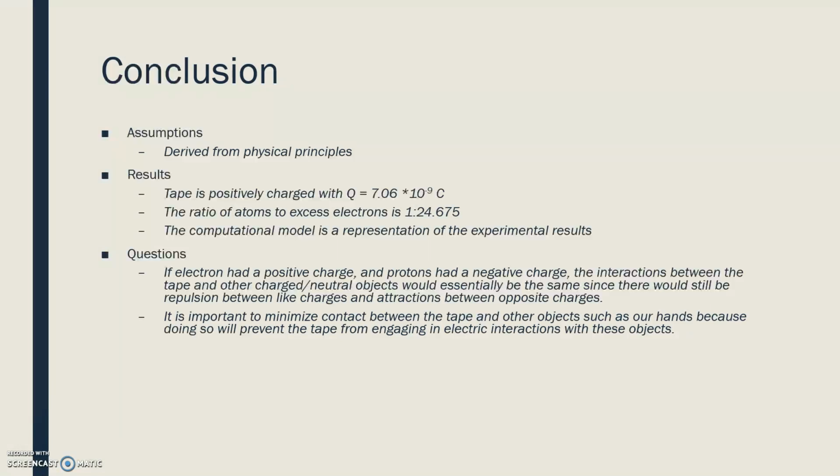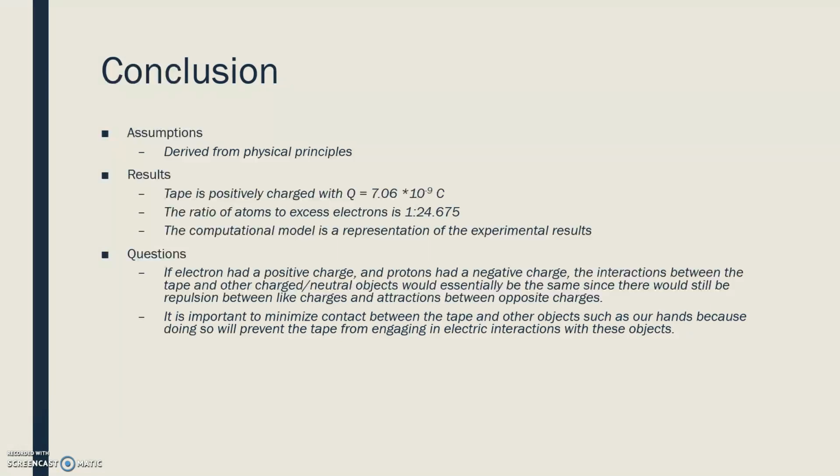Several questions arose in performing this experiment, and one of those questions is, if electrons had a positive charge and protons had a negative charge, how would the interactions observed be different? And I believe that the interactions between the tape and the other charged/neutral objects would essentially be the same, since there would still be repulsion between like charges and attractions between opposite charges.